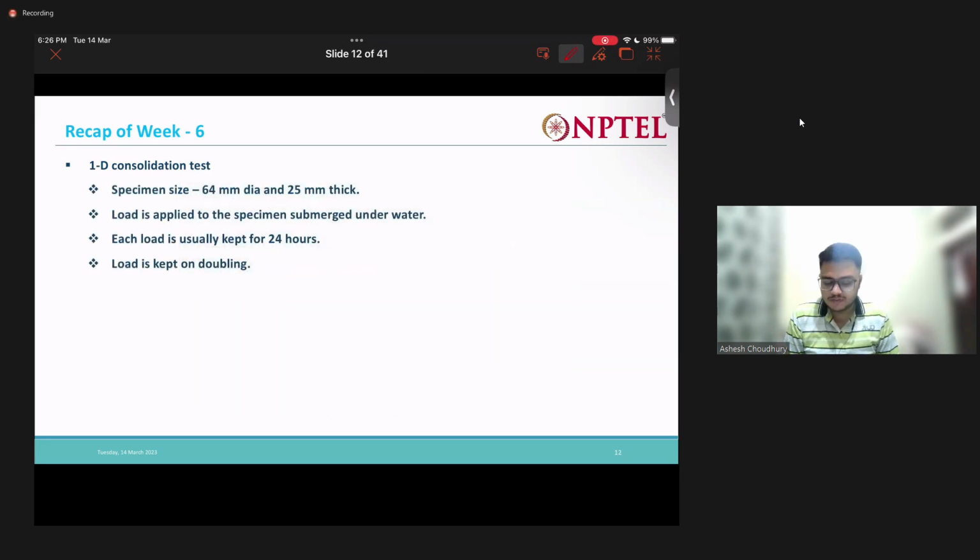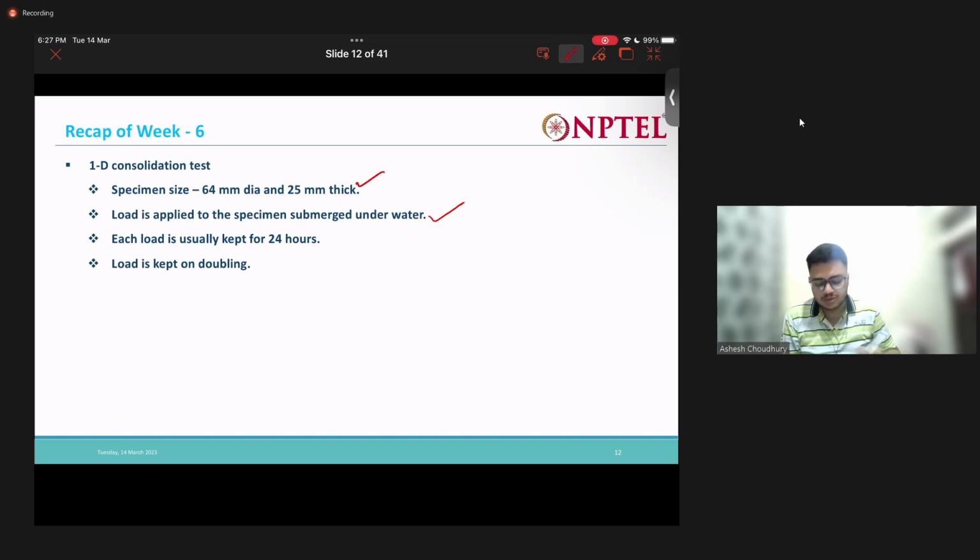These are some parameters of the one-dimensional consolidation test. The specimen size is generally 64 mm diameter and 25 mm thickness. The load is applied to the specimen submerged under water. For each increment of load, you say apply 1 kg load. As soon as you apply it, you start taking readings on paper: for 0 seconds this much, for 1 second this much, for 30 seconds this much, for 60 seconds this much, for 120 seconds this much.